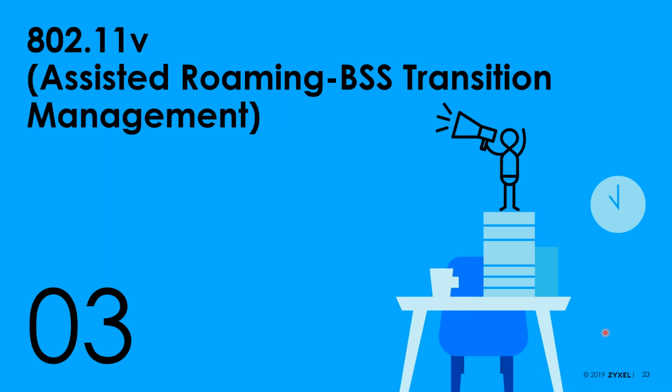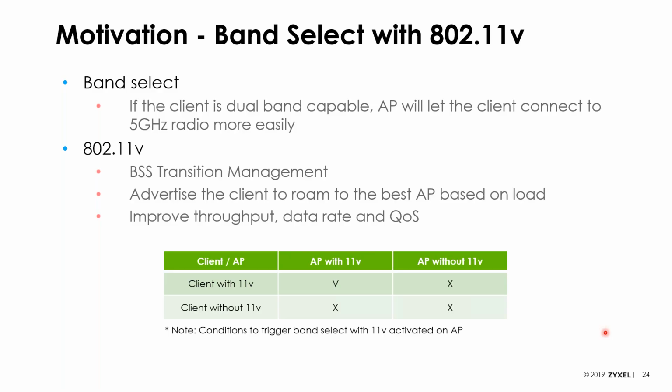Then we go to 802.11v, or unassisted roaming BSS transition management, meaning that it helps clients to move to the faster frequency, so from 2.4 to 5 gigahertz. And once again, as in the previous standards, it requires support from the AP and it requires support from the client. So both have to support it to actually gain the benefit out of it. If you have a client without it or an AP without it, of course the method won't work. It needs support from both ends.